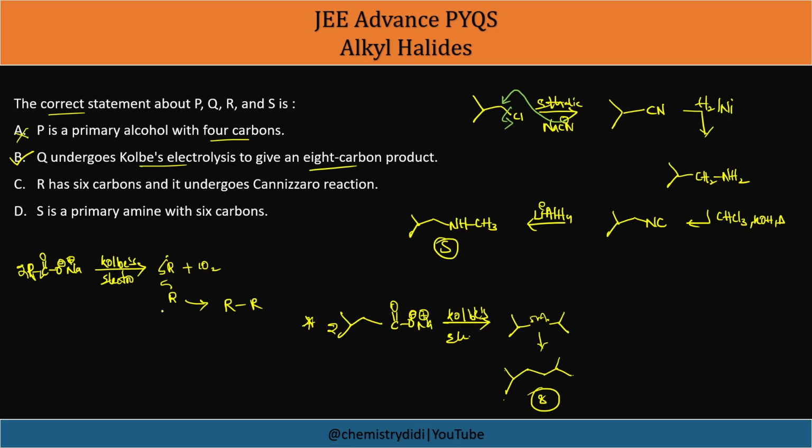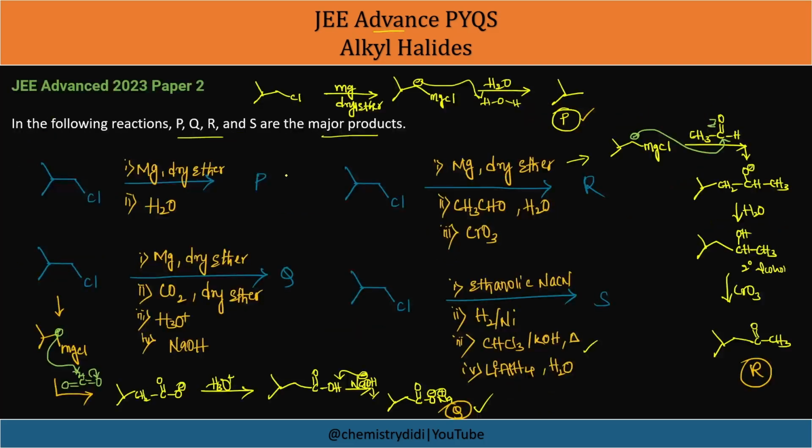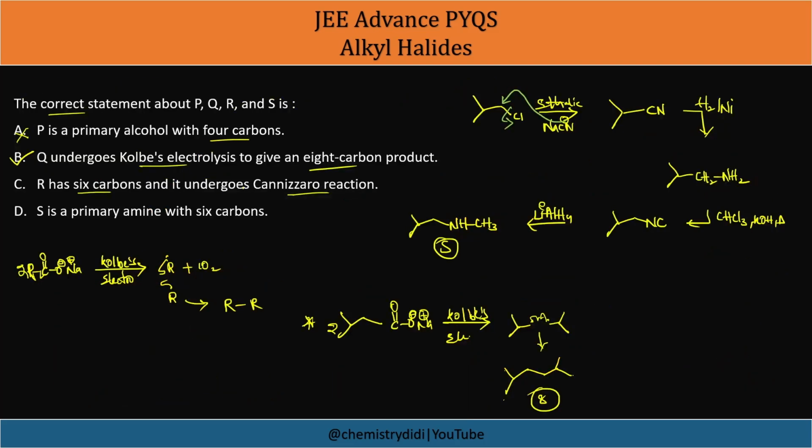So I hope you understood this part. And the next option they have given, R has 6 carbons and it undergoes Cannizzaro reaction. So let's see the product R. This is R, right? But what is the Cannizzaro reaction? Cannizzaro reaction happens when there are no alpha hydrogens. But here, with respect to this carbonyl group, these are alpha carbons and it has alpha hydrogens. So this undergoes aldol condensation, not Cannizzaro reaction. So that's why this doesn't undergo Cannizzaro reaction, and that's why this option is wrong.